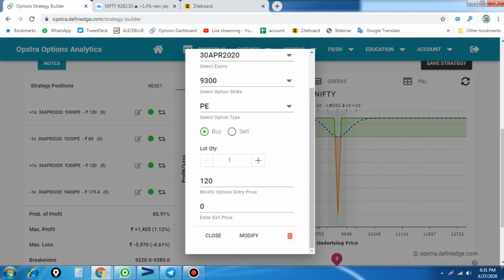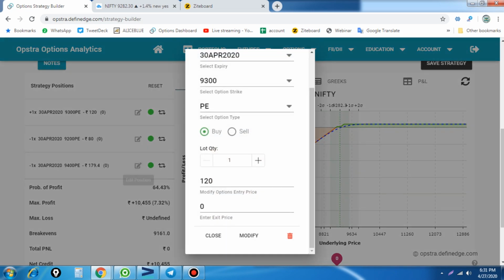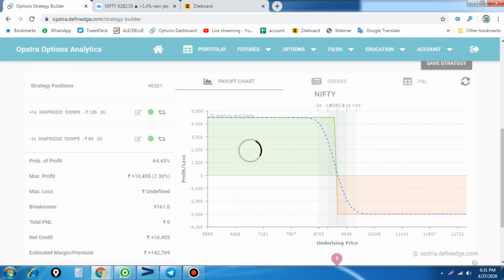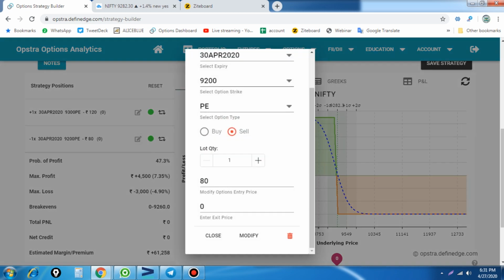So I will delete this, and we can check the strike prices with lower strike prices. Now we are short at 92 and 93. So now I am going to do 9,100 and 9,200. So how much profit am I going to get?